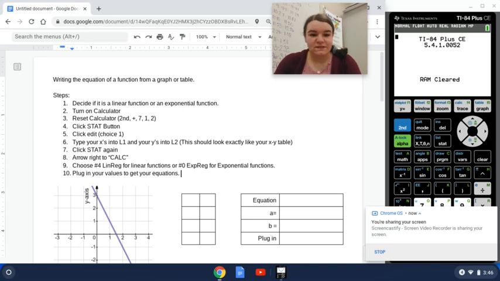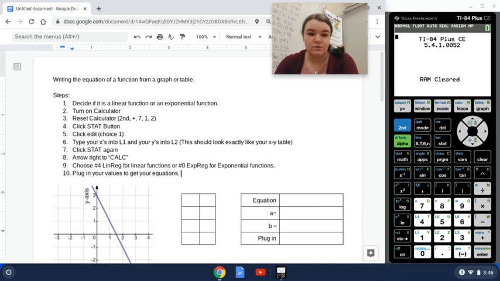Hi everyone. So today we're going to go over how we can use our calculators to help us write equations from either a graph or a table, depending on what you're given. So we have gone over how to do this by hand. This was actually our first unit of writing an equation of a line by finding the slope and then finding the y-intercept and plugging it into y equals mx plus b. But the calculator does it for you, and it also does it for other types of functions. So we're going to do this for exponential functions as well.